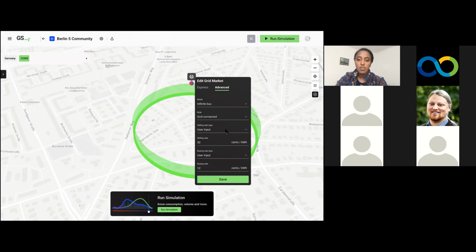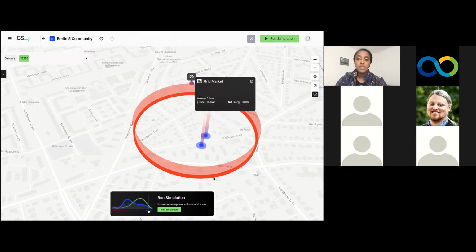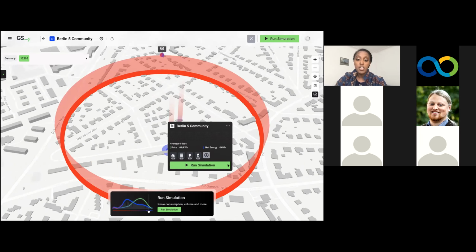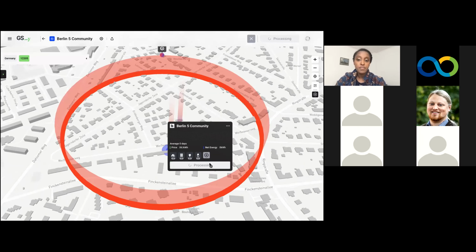The role is grid connected, and then we have the selling rate, which can also be user input. In this case, the selling rate is 30 euro cents per kilowatt hour, and the utility company buys at 12 cents per kilowatt hour. Once I save that, I can come here and run the simulation.